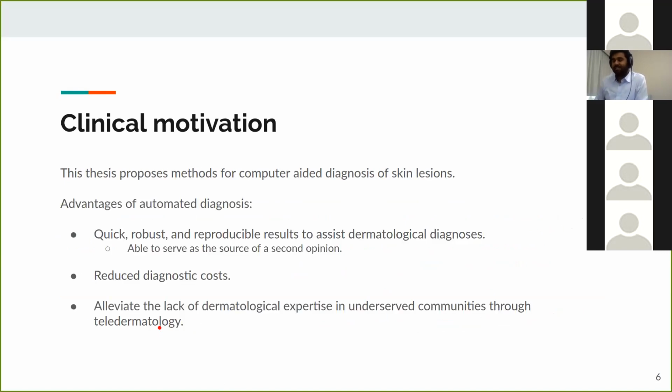Computer-aided diagnosis methods have certain advantages, such as quick, robust, and reproducible results at a reduced diagnostic cost, as well as the possibility of making dermatological expertise available in remote communities through teledermatology.